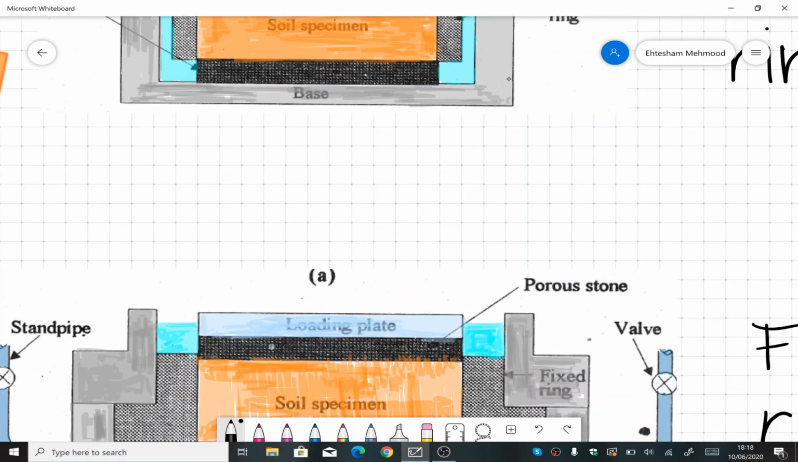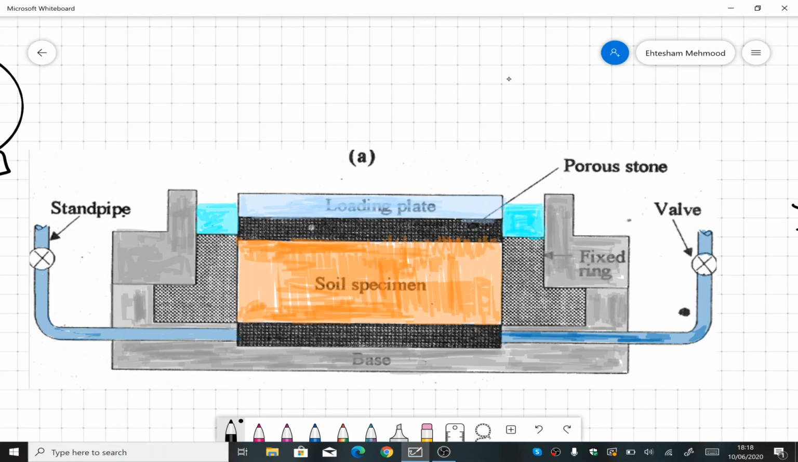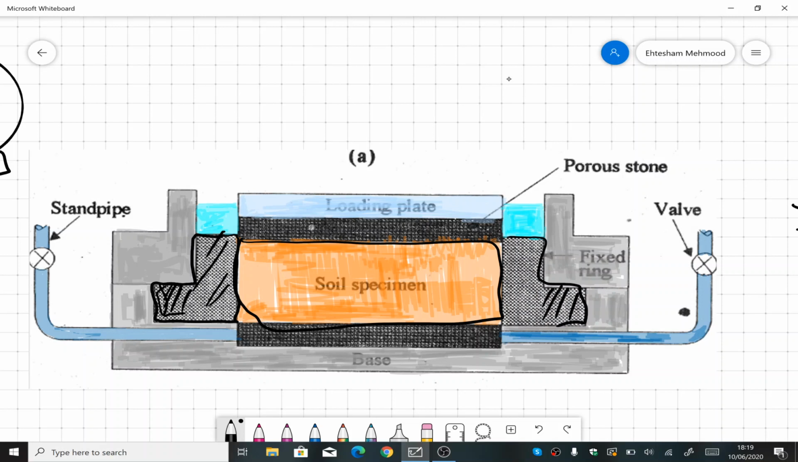The second type is called the fixed ring. In the fixed ring apparatus we have the soil specimen here, and the ring is a different ring. You see here, this is the consolidation ring, so it has an outer bench here. This is the outer bench. Similarly, here we have this extra bench. What will that do? That will fix it inside the apparatus. In the previous apparatus, you saw that the ring was free, and that's why it was called a floating ring, and this ring is fixed inside the apparatus. So that's why it's called a fixed ring. Similarly, we have porous stone on the top and at the bottom.